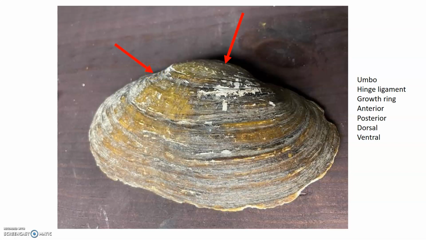So to orient yourself, the umbo of these freshwater mussels always points towards the anterior. So that would make this the anterior aspect and this the posterior aspect. The hinge ligament and umbo are also located on the dorsal side. So this is the dorsal side of the mussel, and this is the ventral side.